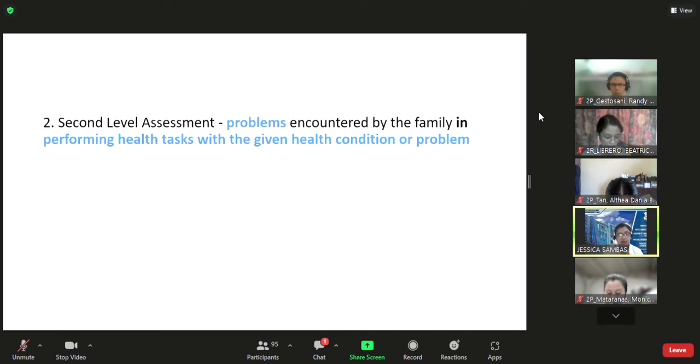So, the next question is, they failed to do their task as a family to maintain wellness. Bakit hinayaan na nakapaa? Ano kaya yung reason for that failure? Now, you decide. Tingnan niyo dito sa second level assessment.